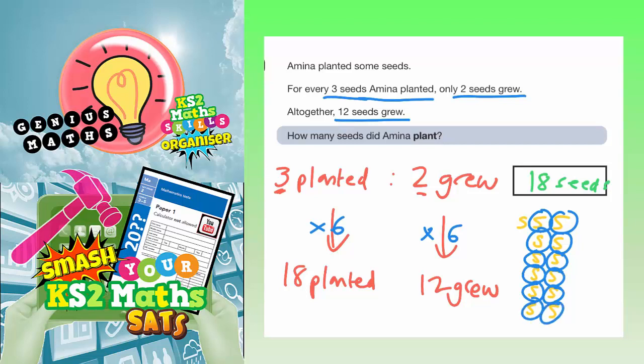But don't forget, every time 2 seeds grew, 3 seeds were planted. Which means every 2 seeds that grew, a 3rd seed must have been planted but didn't grow. Which means every group of 2 seeds that grew would have a 3rd seed that didn't grow. And because we've got 6 lots of 2 seeds that grew, we've actually got 6 lots of 3 seeds that were planted. And that altogether, if you count all of those up, means 18 seeds were planted. That's a ratio question.